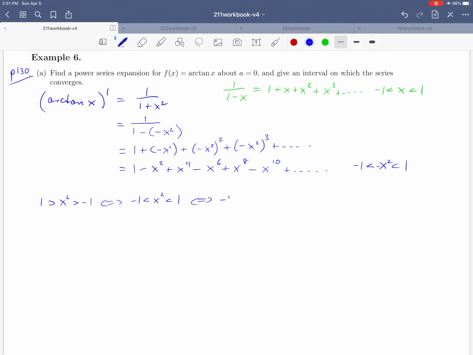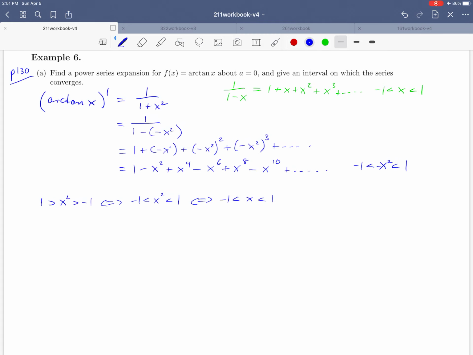You can convince yourself that that is true. When you have a number between -1 and 1, the square is also between -1 and 1. And if you have a number that is bigger than 1, then the square is bigger than 1. All right, so we have the interval of convergence for the derivative of arctangent. Well, that's cool. We have the power series and the interval of convergence for the derivative of arctangent.